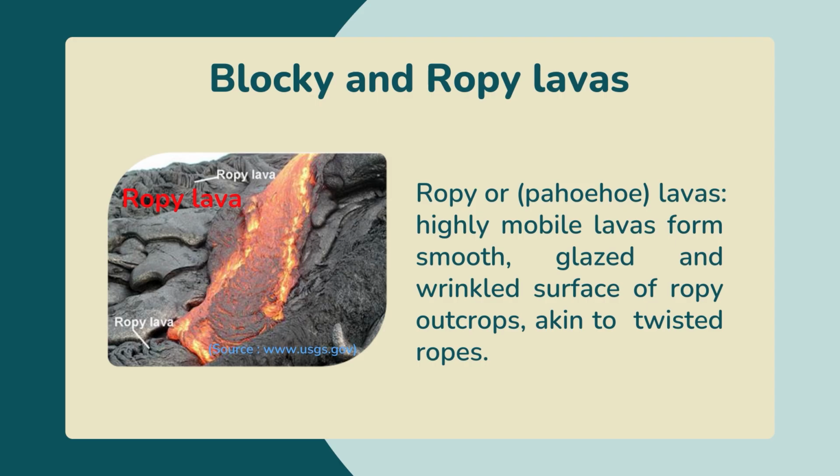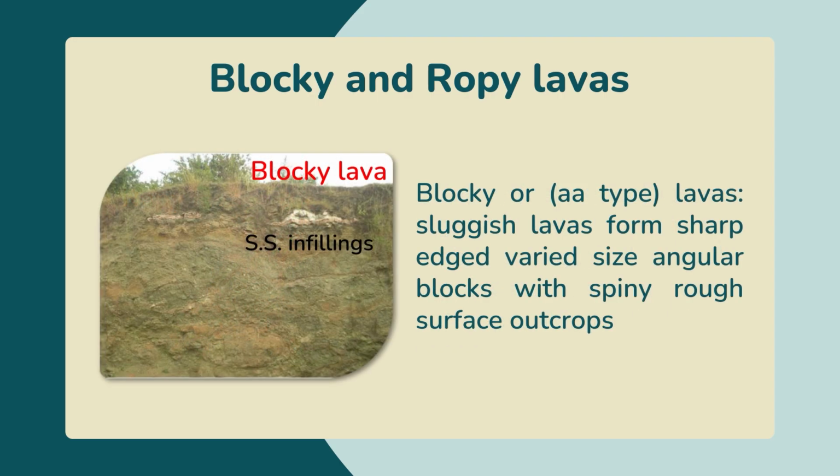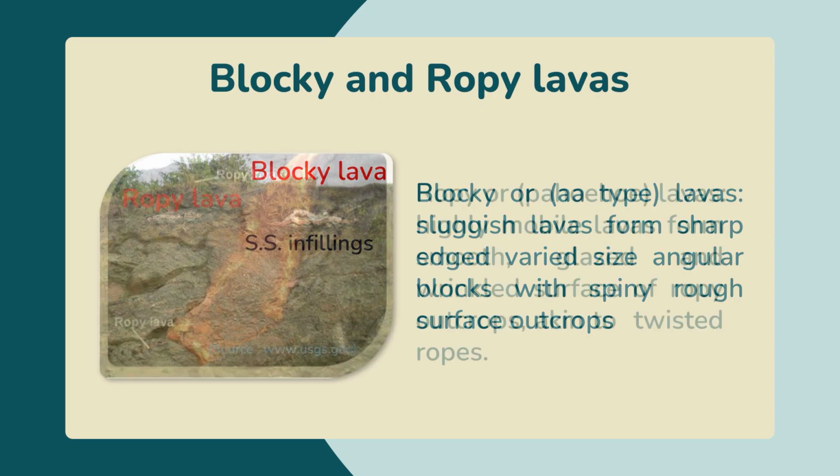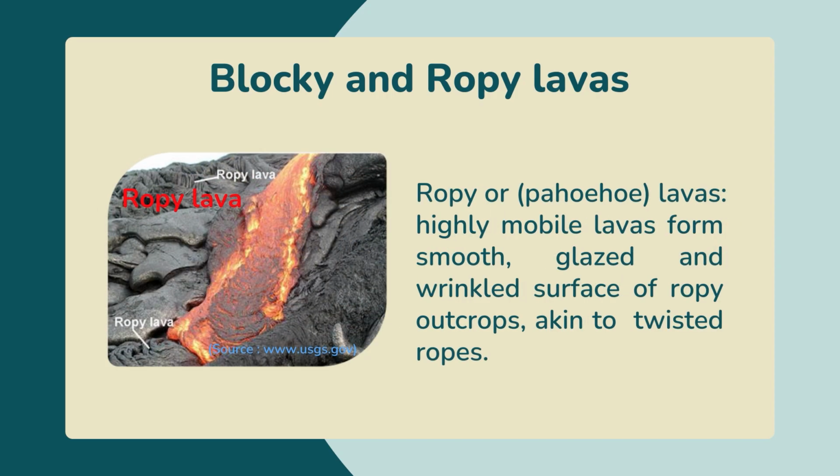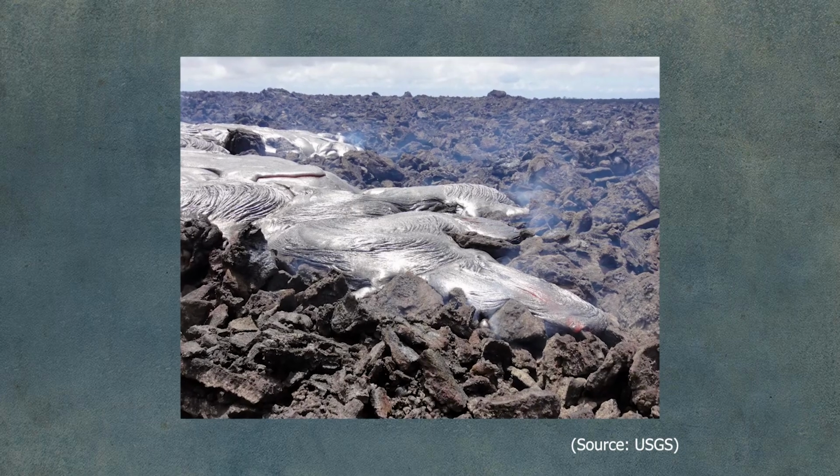You can see in this picture these twisted ropes. Here it looks like a rope-like structure, and the ropes are twisted together, and here you have a blocky lava. This block is there. This is called AA type of lava, and this is called ropey or pahoehoe lava. Here is again a picture of a ropey lava.